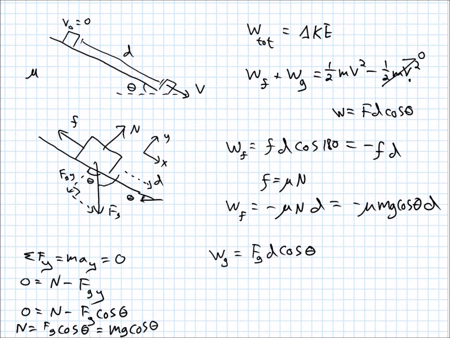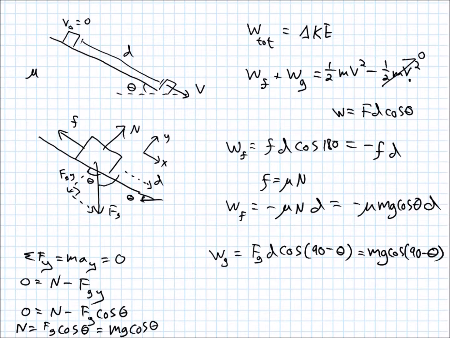So I should actually put the cosine of 90 minus theta. All right. And 90 minus theta is the angle between the gravity and the distance. And we know that the gravity is mg, right? So force of gravity, mg cosine of 90 minus theta, like that. So we found the work done by friction and the work done by gravity.